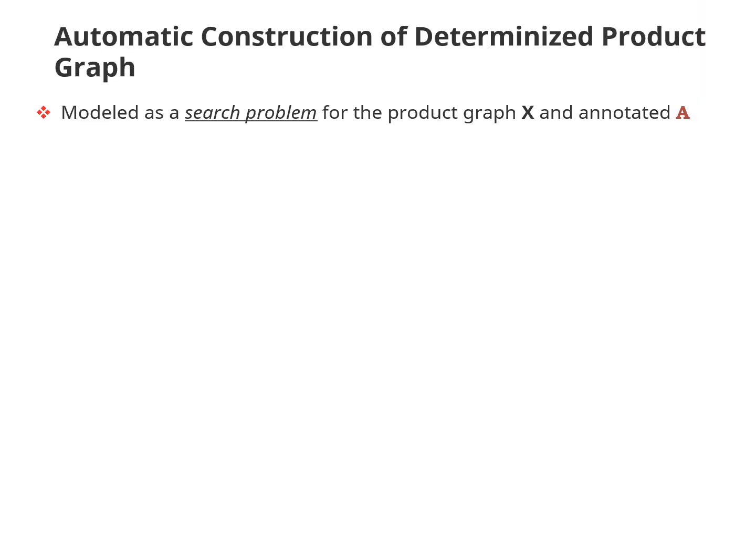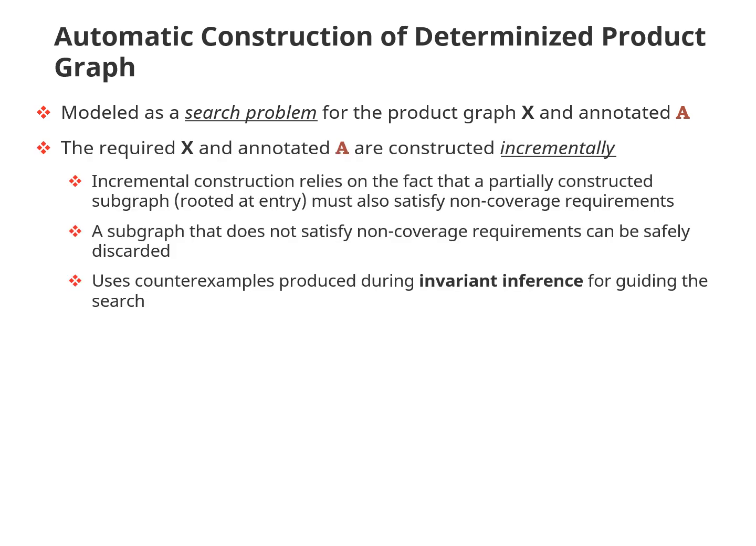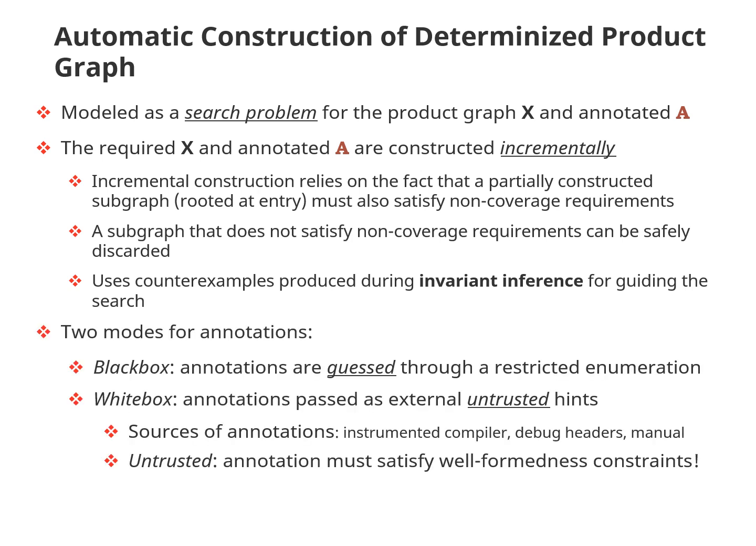Our algorithm for automatic construction of a determinized product graph is modeled as a search problem. We construct the product graph X and annotate A incrementally. Our algorithm supports 2 modes for annotations. In black box mode, the annotations are guessed through a restricted grammar. In white box mode, the annotations are passed as external untrusted hints to the algorithm. The sources for these hints include lightly instrumented compilers and debug headers, among others. In both cases, the annotations are validated before use.